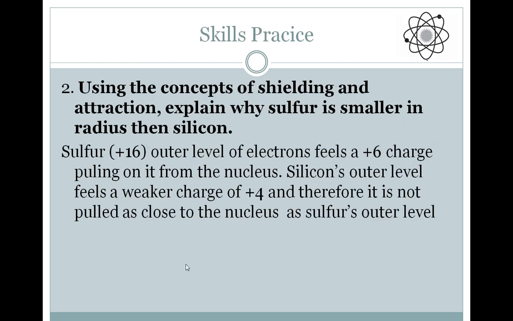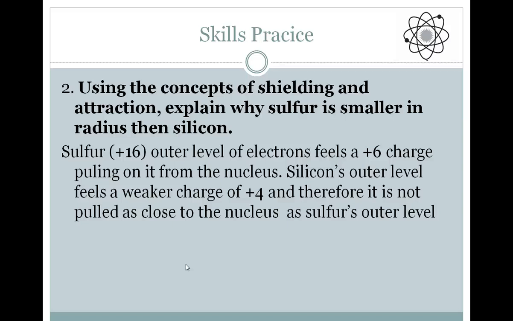Next question. Question 2 says, using the concept of shielding and attraction, explain why sulfur is smaller in radius than silicon. Okay, so as we talked about in, I believe, part 2, sulfur has a plus 16 charge. The outer level of electrons feels a plus 6 charge pulling on it from the nucleus. So if we draw the diagram, we have 2 in the first level, then 8, so that's 10, and then there's a plus 6 charge that the third energy level feels.